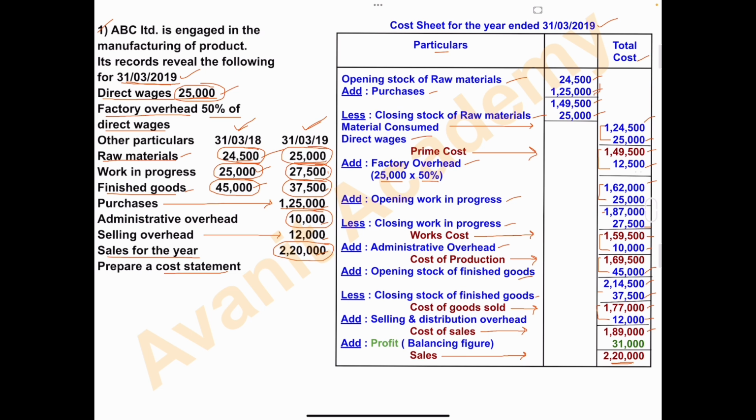Sales is 2,20,000 and the cost is cost of sales, that is 1,89,000. From this 2,20,000 minus 1,89,000, and you will get the difference amount, 31,000. The difference amount is 31,000. This is profit.